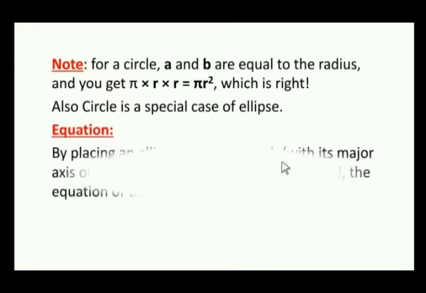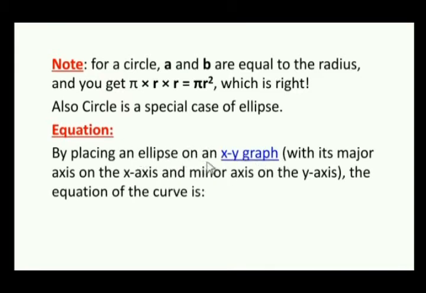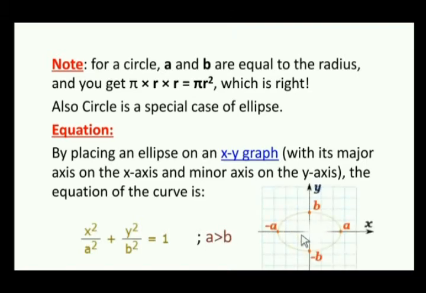Equation, what is the equation of that? By placing an ellipse on an xy graph with its major axis on the x-axis and minor axis on the y-axis, the equation of the curve will be like this: x square by a square plus y square by b square equal to 1. Remember that a will be greater than b. This will be the equation, and the graph will be like this in the diagram. So this is the horizontal ellipse, with major axis and minor axis. That will be the equation of the ellipse.